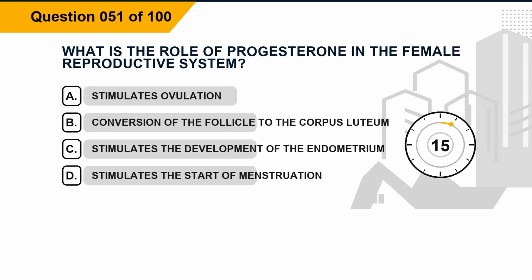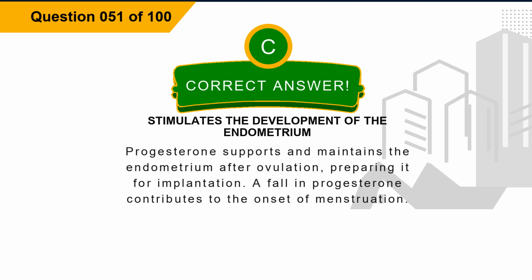Question 51. What is the role of progesterone in the female reproductive system? Option A, stimulates ovulation. Option B, conversion of the follicle to the corpus luteum. Option C, stimulates the development of the endometrium. Option D, stimulates the start of menstruation. The correct answer is option C, stimulates the development of the endometrium. Explanation: progesterone supports and maintains the endometrium after ovulation, preparing it for implantation. A fall in progesterone contributes to the onset of menstruation.